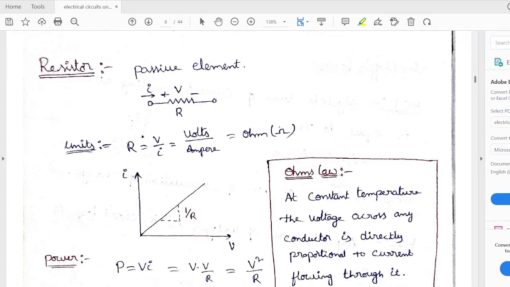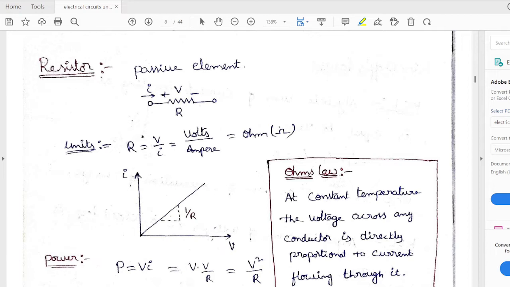In this class, we are going to learn about the element resistor. Resistor is a passive element. We all know what a passive element is: if an element is not able to supply power to any other element in the circuit, then that element is said to be passive. Resistor is not able to supply power to any other circuit. That's why resistor is a passive element.